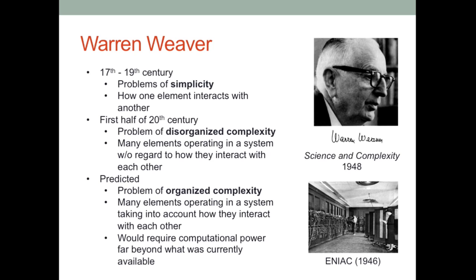I like to talk a little bit about history first. So this guy is really cool, Warren Weaver. He was a scientist in the first half of the 20th century, and he wrote this essay titled Science and Complexity back in 1948. And he tried to categorize science into kind of 3 epochs here. One he said was kind of pre-19th century, which he titled Problems of Simplicity. And that basically is kind of Newtonian mechanics, one element interacting with another element.